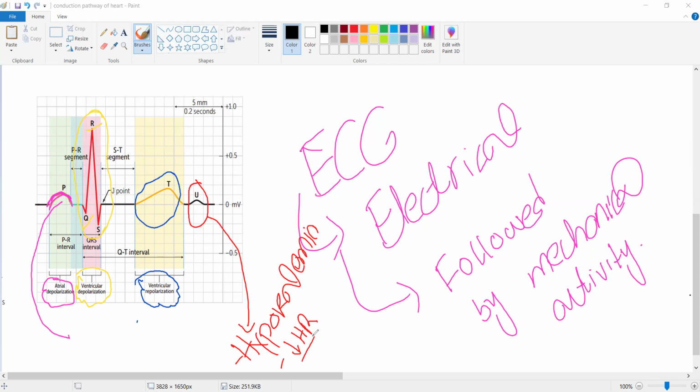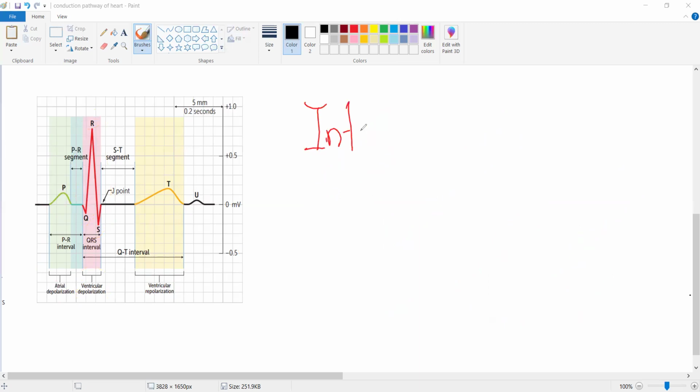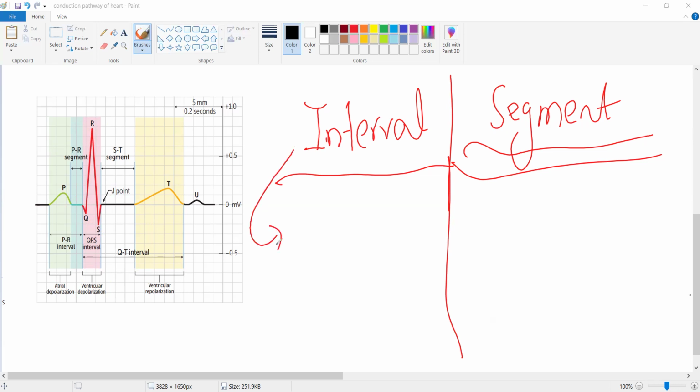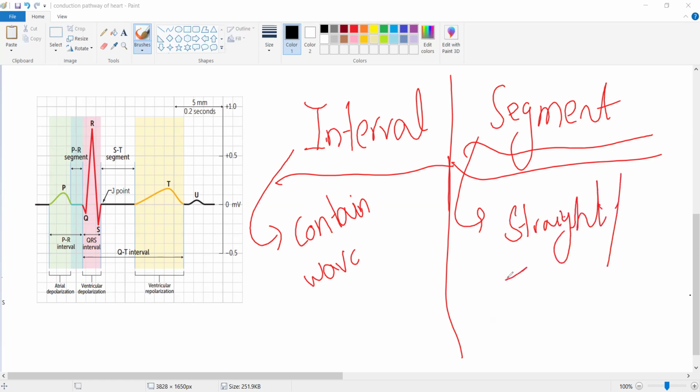Can anybody tell me the difference between an interval and a segment on the ECG? An interval contains a wave, and a segment is basically a straight line on the ECG, an isoelectric line.